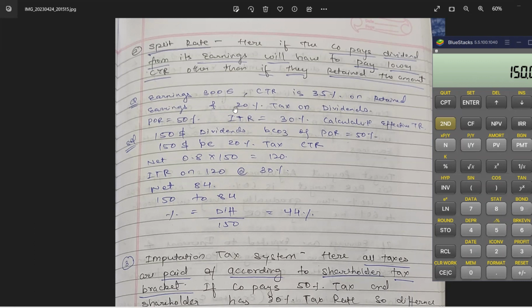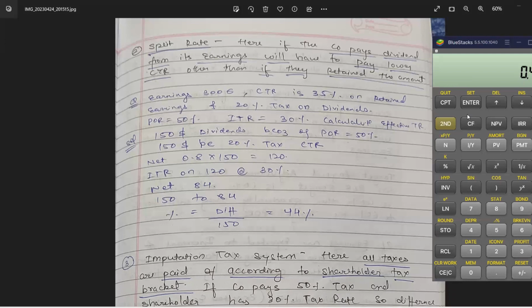150 into the first tax, which is the tax on dividend, that is 20%, is 30. Store that. 30 minus 150 is 120. So 120 into the individual tax rate, which is 0.30, equal to 36. Store that, plus the previous one. Total tax is 66, and we will be dividing by 150. That comes to 44%, which is the effective tax rate that has been borne by the shareholders.